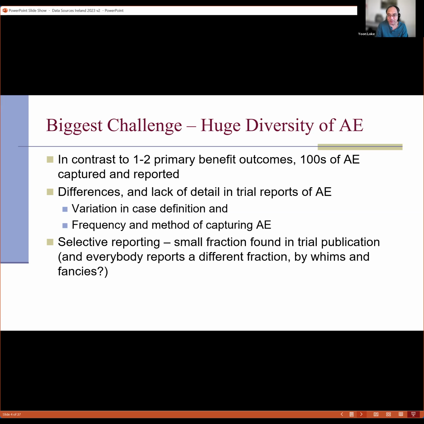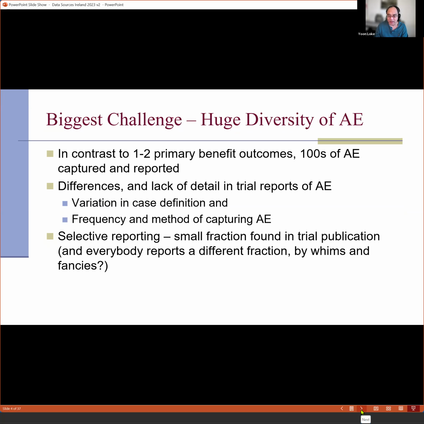Because there are hundreds or even thousands of adverse events, only a small fraction of them are actually reported in trial publications, according to the whims and fancies of the authors, the reviewer, or the editor. So there is a huge amount of selection bias in terms of which adverse effects are reported in the trial, and everybody might choose to report a different set.